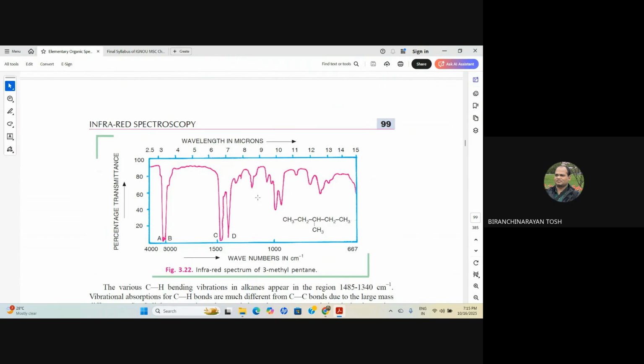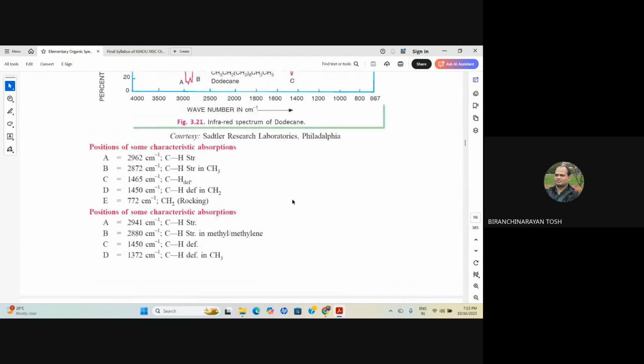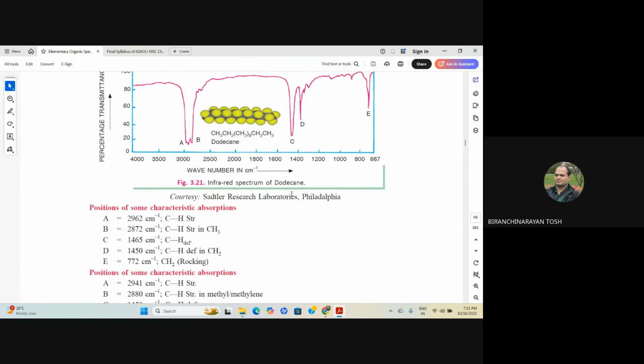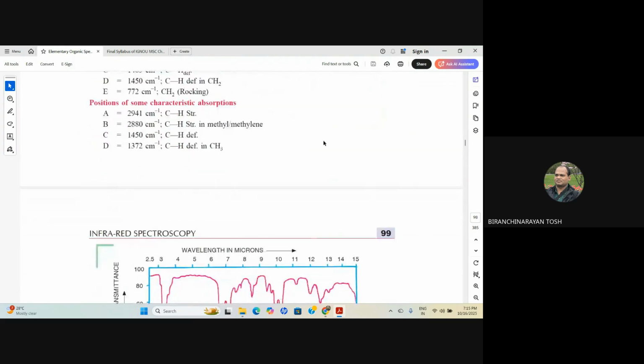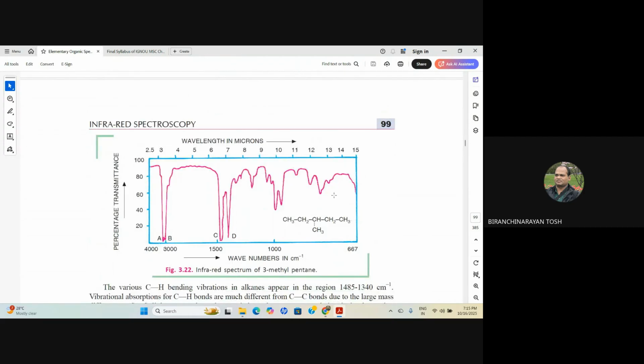So these are less characteristic and appear as weak bands in the region 1300 to 800 centimeter inverse. The spectra of isoalkanes differ from those of n-alkanes in the region 1500 to 700. So from 1500 to 700, there will be a difference. You compare this one, whatever peaks we are observing here, C, D, and E, here this is different.